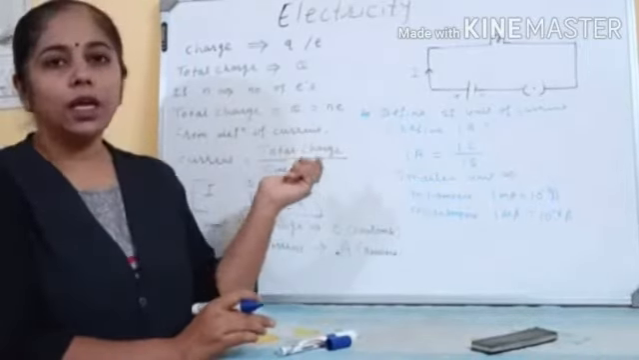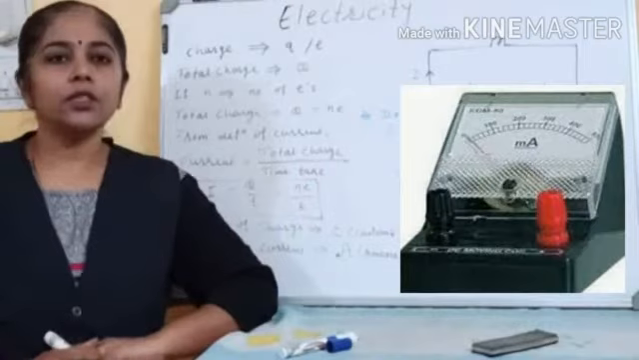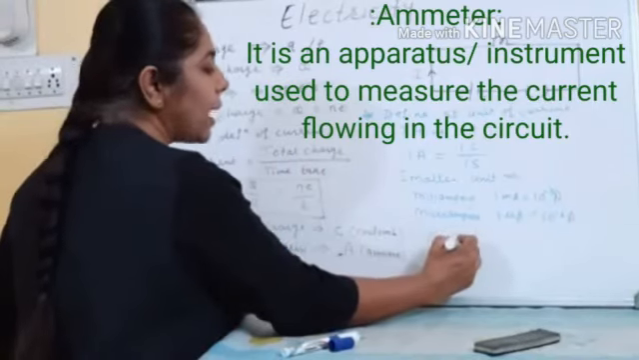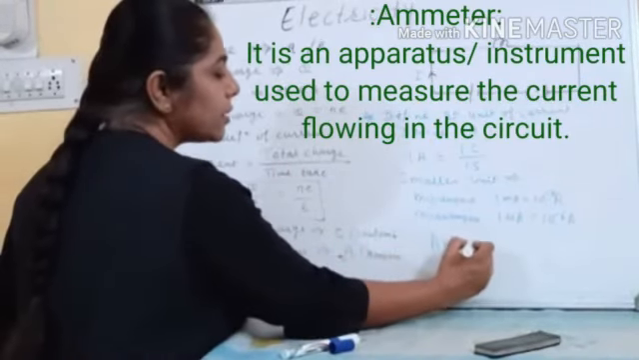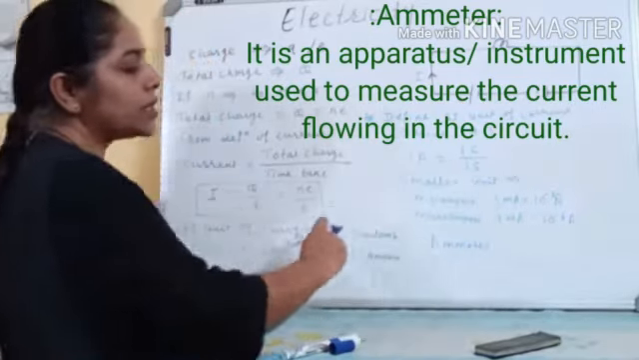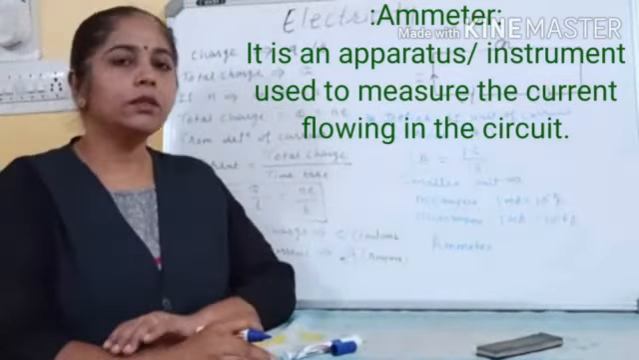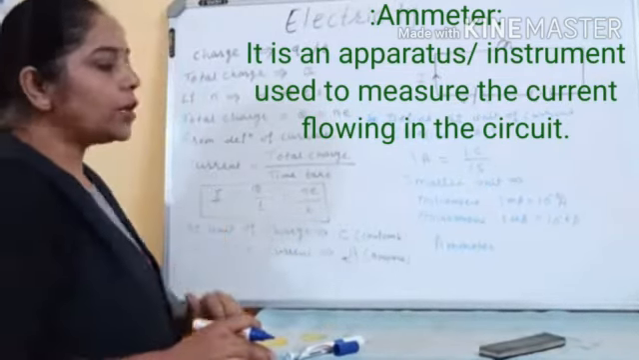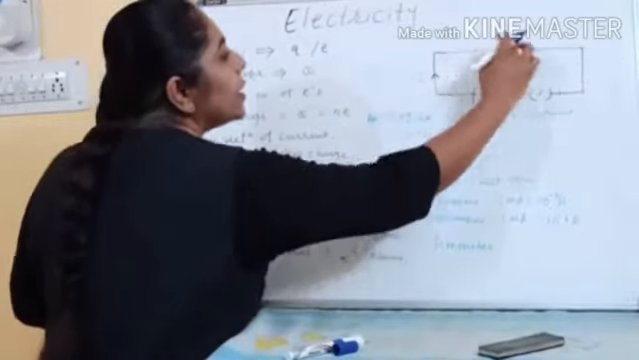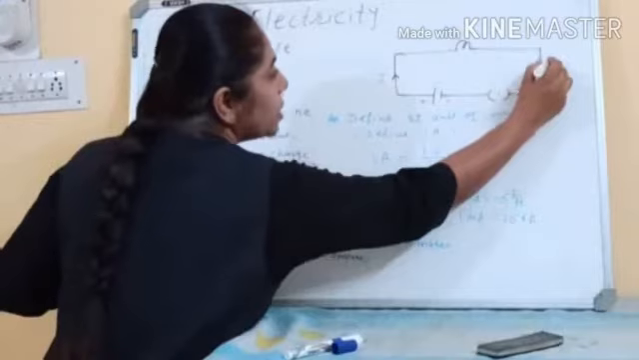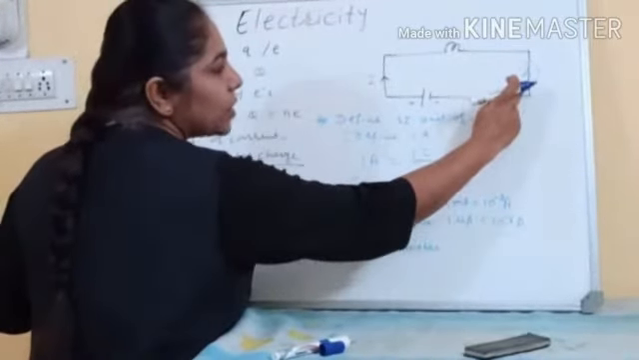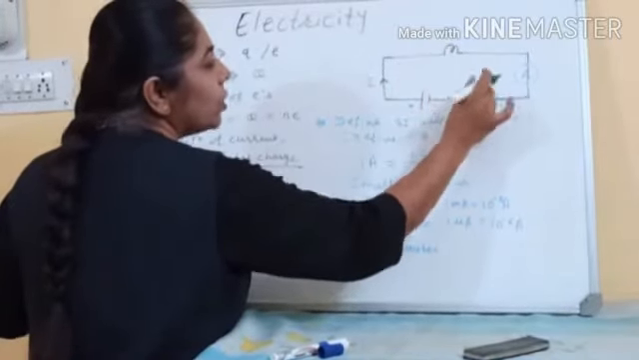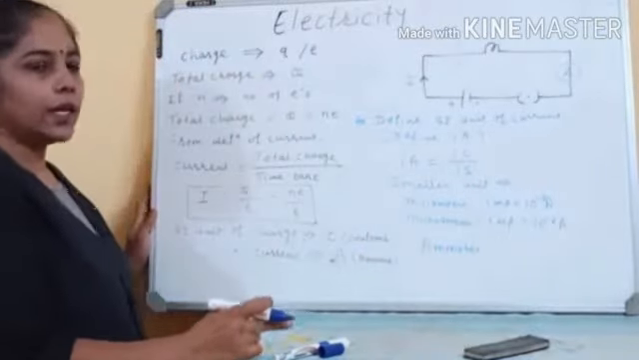Now to measure the current in any circuit, we use an instrument called an ammeter. Ammeter is a device, an instrument used to measure the current in the circuit. Where will you connect the ammeter? Anywhere in this circuit you can connect it, like here, or here also. Anywhere you can connect.